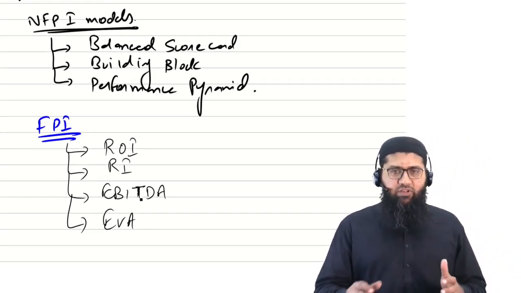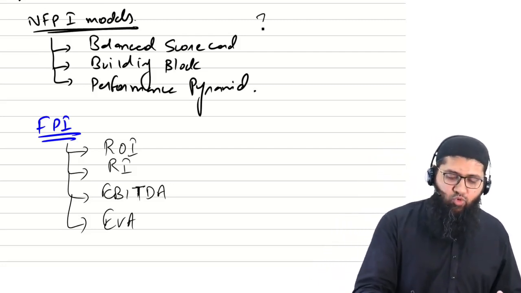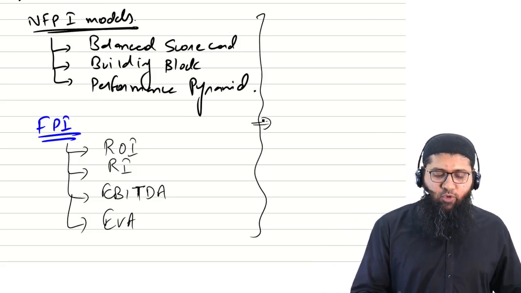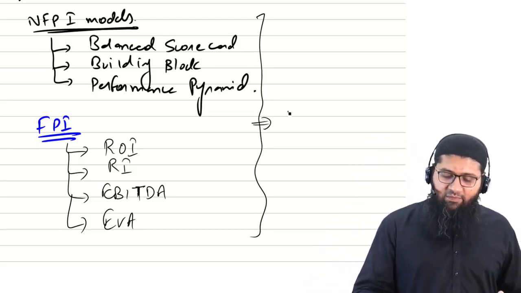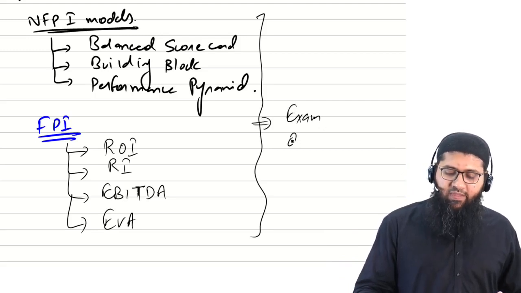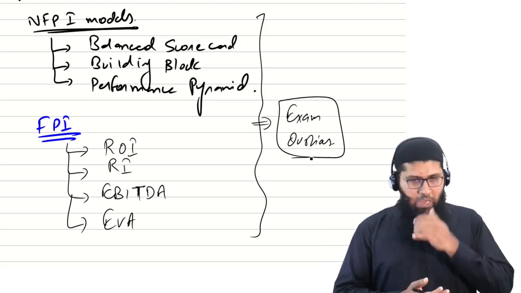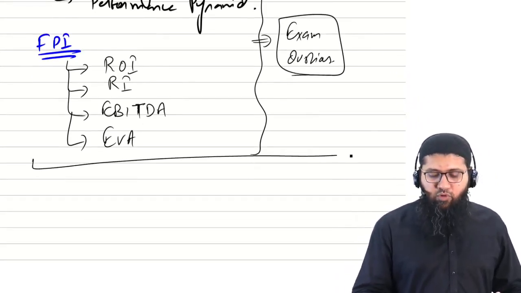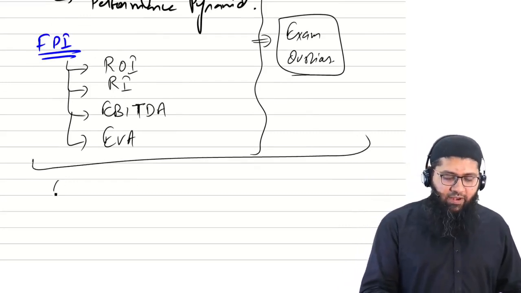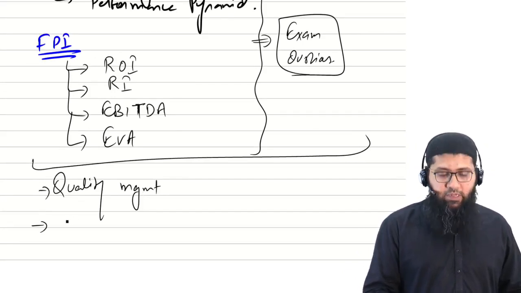So our next steps are that in the next two classes, we shall be going through these models and these techniques, and we will be doing the exam questions on these areas. Once we are done with this, I shall then move on to the other areas, and the major areas include quality management.